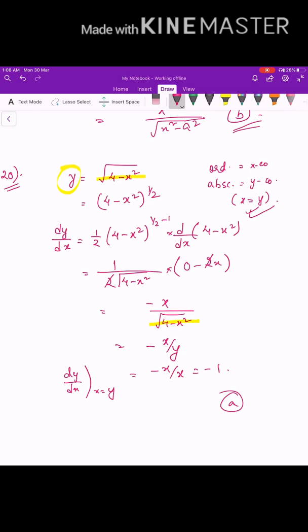Question number 21 is similar. 22, again implicit function. You have to find dy by dx and substitute x as 0, y as 0. 23, u by v method. 24, there is a correction in option B. In the denominator it is x into y log x, not x log x, it is y log x.